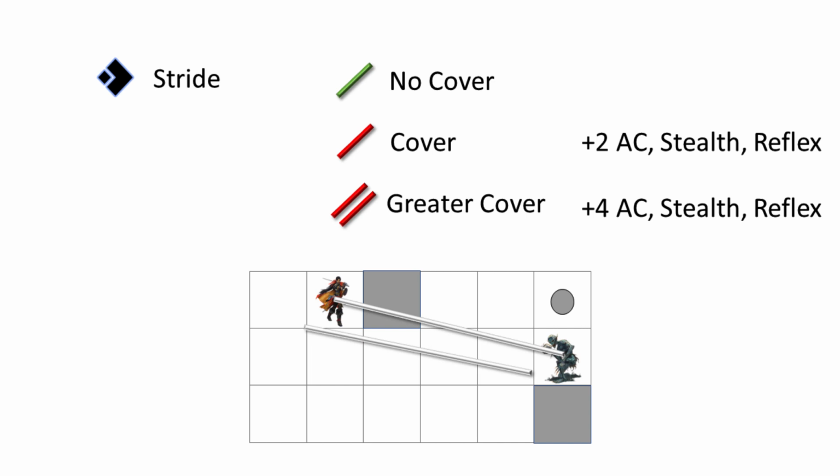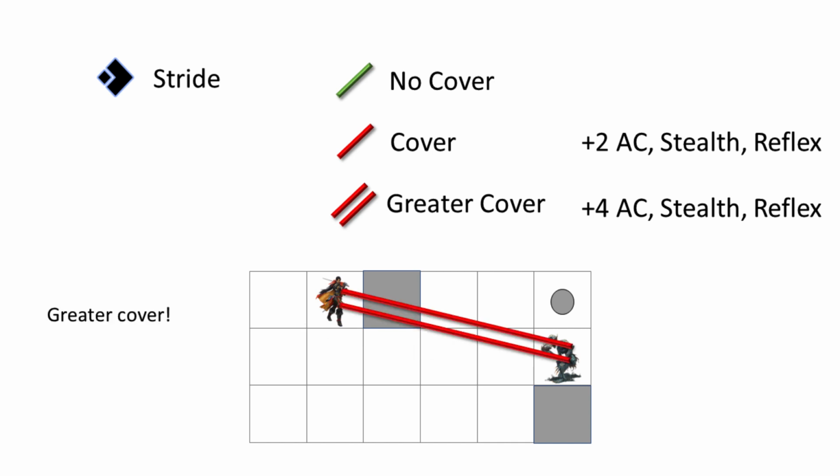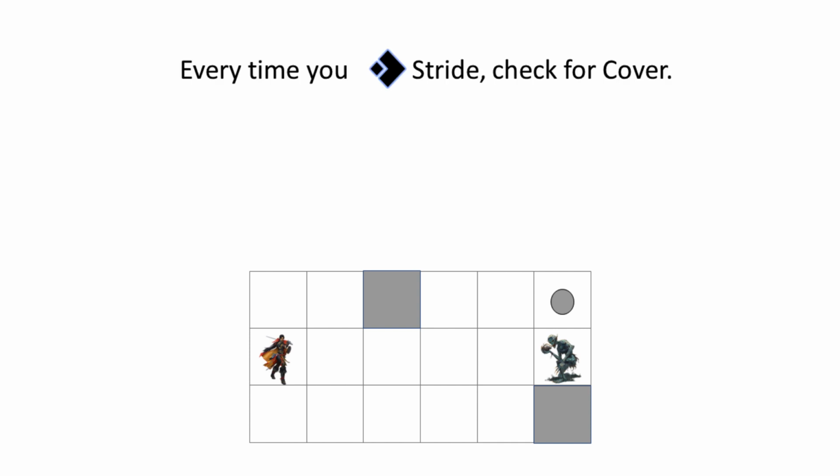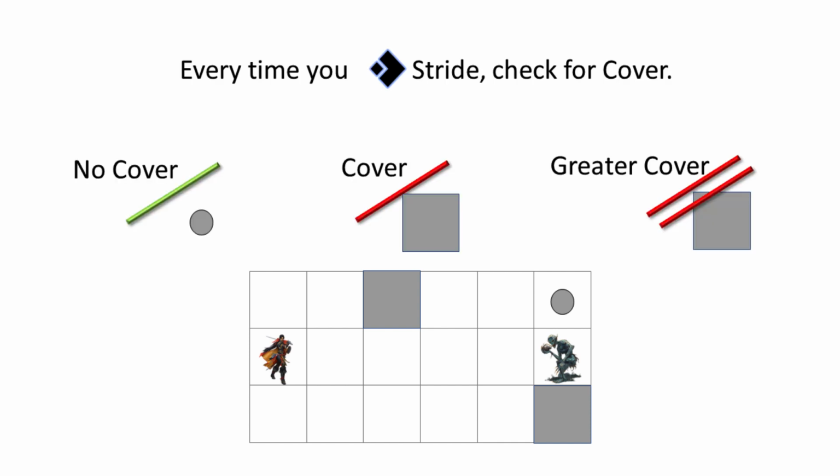Well, it's the GM's final call, but you might consider this to be natural greater cover. That means you have greater cover against each other. A good tip: every time you stride, see if it's cover, no cover, or greater cover. You can always use an action to upgrade your cover as long as there's an object nearby to hide behind.